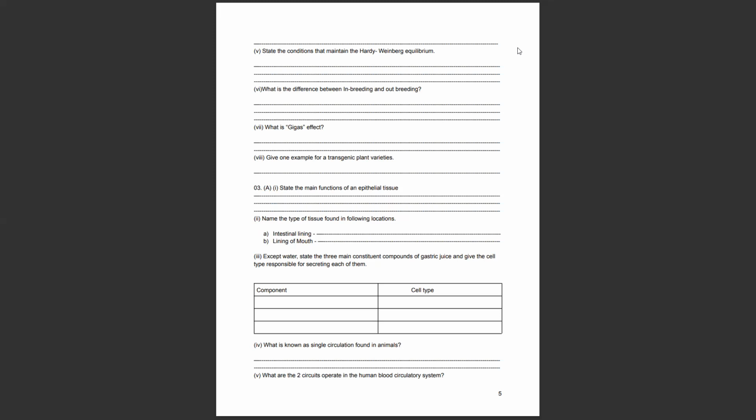Inbreeding means the breeding that takes place among genetically similar individuals. Outbreeding means the breeding that takes place between plants and animals of different breeds, different races. Outbreeding means the breeding that takes place between different breeds or races of plants or animals. 2 marks. Roman number 7, Gigas effect.